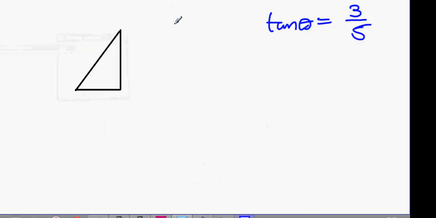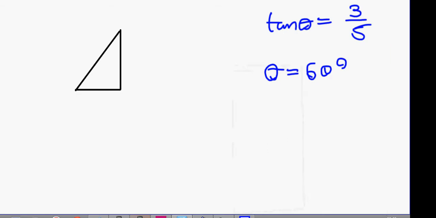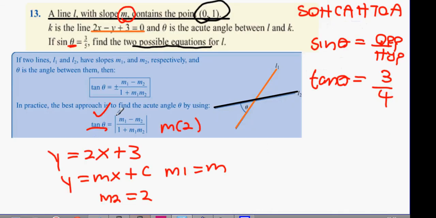Tricks they can do to you in this chapter is the following. They can give you tan theta, which you use directly in your formula. The other thing they can do is they can give you the angle. If they give you the angle, what you do is you then go to your calculator and say tan 60, and you put in tan 60 and it'll tell you what number to use in your formula. Because remember, in the formula it specifically says use tan theta.